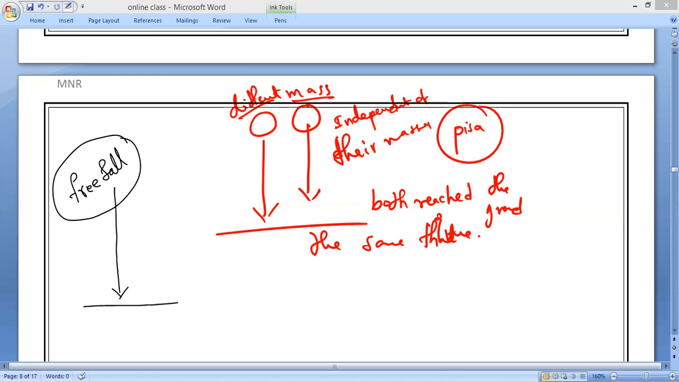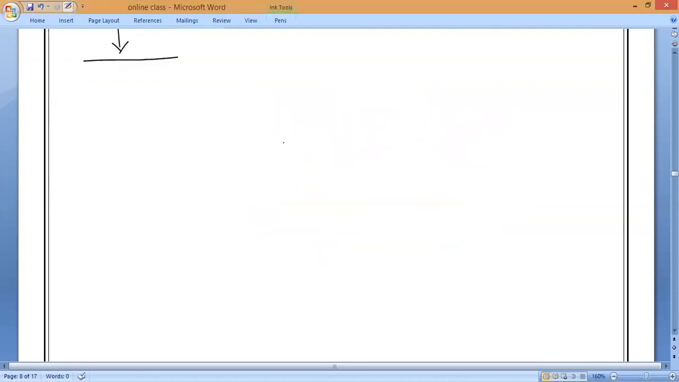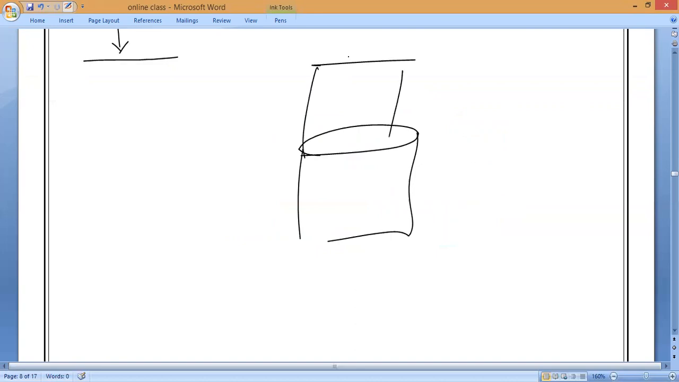So, a bucket tied to a rope which is passing over a pulley, falling in a well. You all know that, correct? Just imagine we are having a well. This is my well. Now I am having a pulley here. This is my pulley. Now the rope is attached to a bucket.